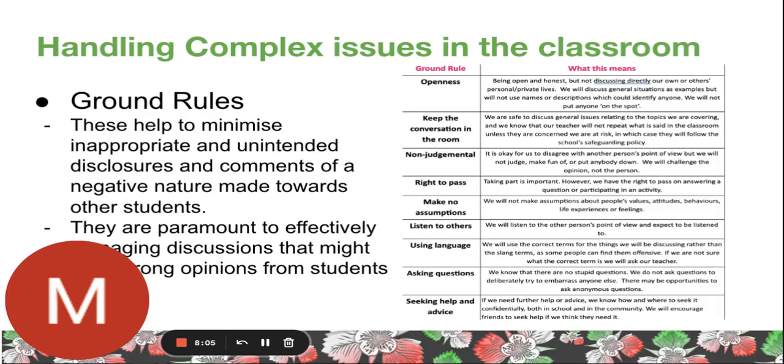This is an example here of the ground rules that students look at the start of the year and are revisited throughout the year. These are signed by both staff and students, and it helps minimise inappropriate and unintended disclosures and comments of a negative nature made towards other students. They are paramount to effectively managing discussions that might bring about strong opinions from students.